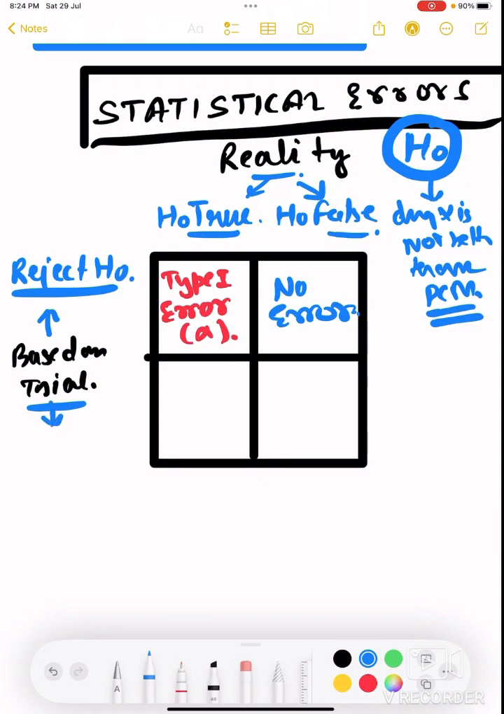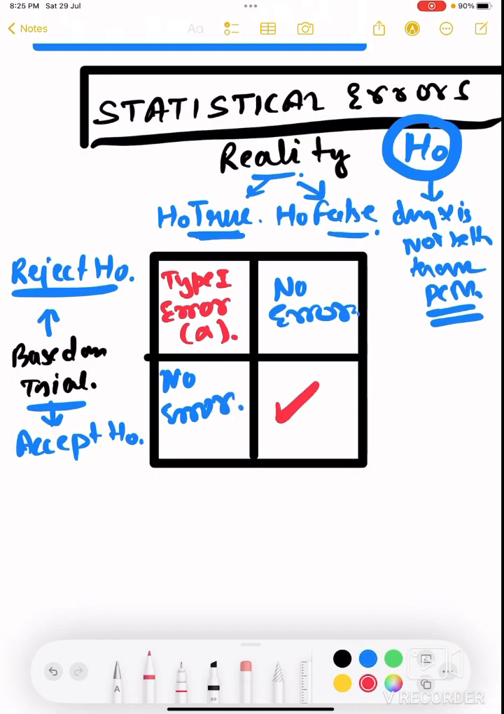Now based on the trial, for example, I am telling you that I am accepting H0, right? Accepting H0 means I am telling you that yes, drug X is not better than paracetamol, and in reality the H0 is true, which means reality also is telling you that drug X is not better than paracetamol. So again, no error.